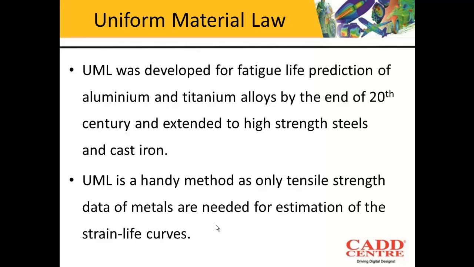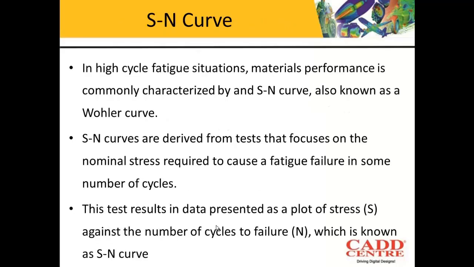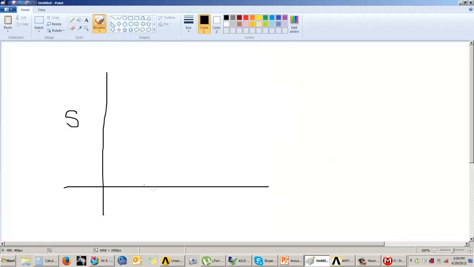The next method that we are going to talk about is the SN curve. When the loading cycles are more, the SN curve is generally used to calculate the fatigue life of the material. The SN curve is also called Euler's curve. It is a graph of stress versus the number of cycles, N, which is known as the SN curve.